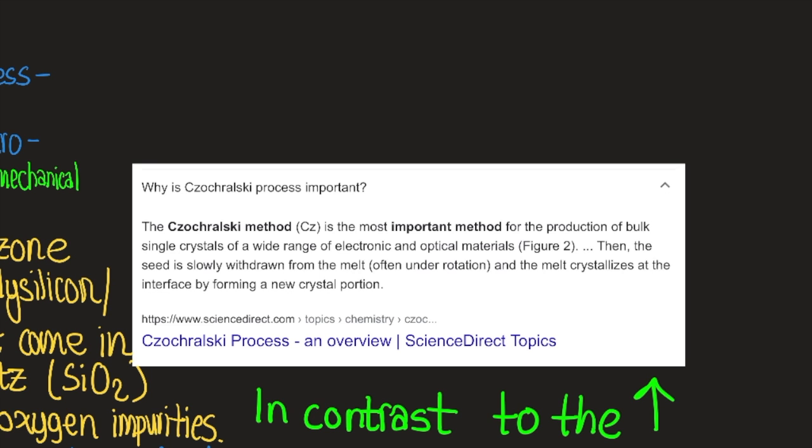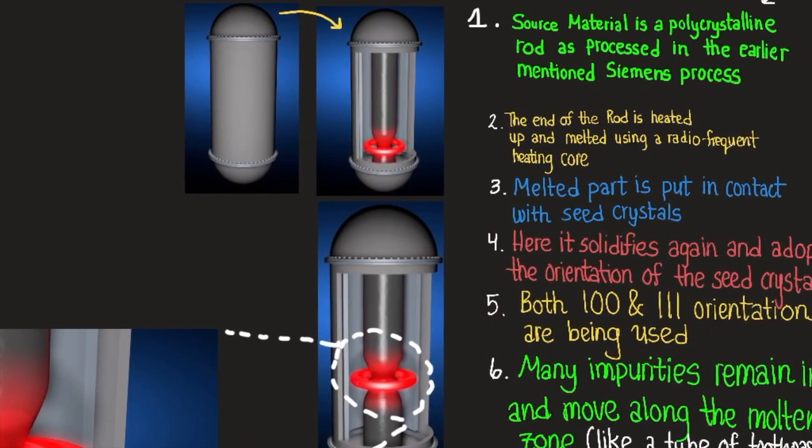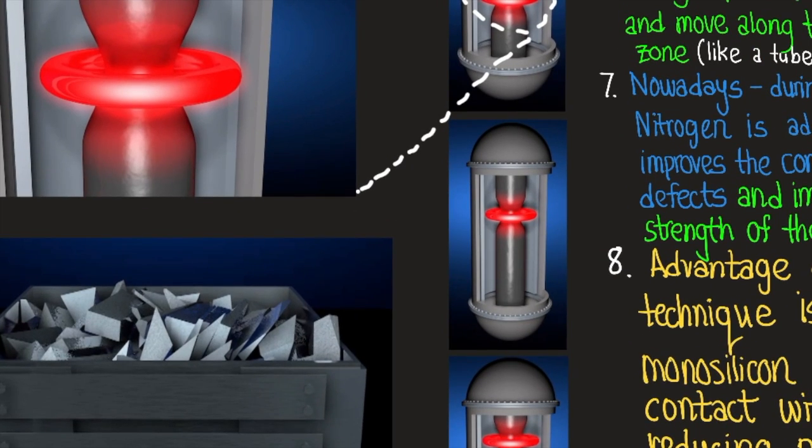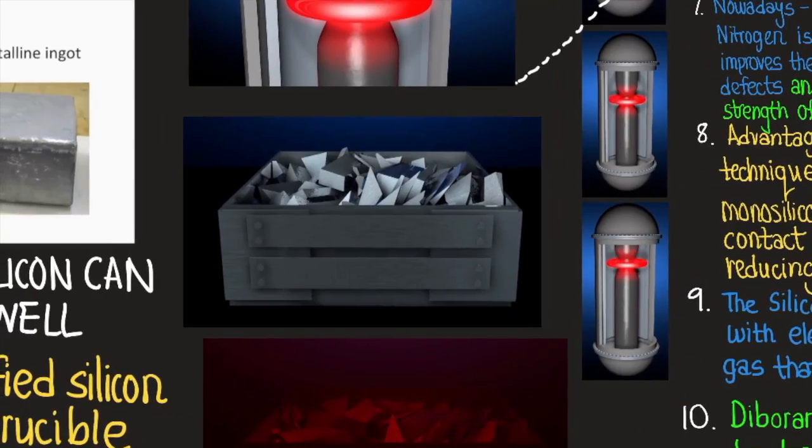So the Czochralski method is the most important method for the production of bulk single crystals of a wide range of electronic and optical materials. Then the seed is slowly withdrawn from the melt, often under rotation, and the melt crystallizes at the interface by forming a new crystal portion. So this is in contrast to the images. Here we can see that silicon is being purified by this ring as it's being dragged up like a tube of toothpaste, and it creates that silicon.